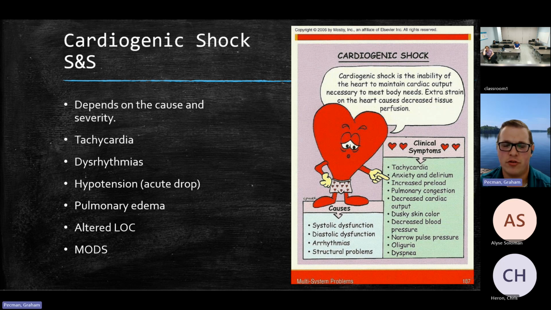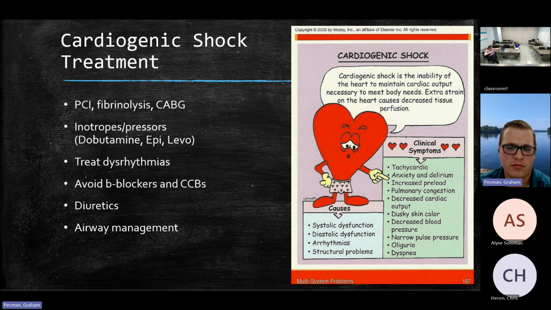Pulmonary edema, if things are prolonged a little bit, a prime example would be an MI that's causing pump failure, particularly left ventricular failure, altered level of consciousness, multi-organ dysfunction syndrome, same thing as the other types of shock as well. And the treatment is, again, exclusively targeting the cause.